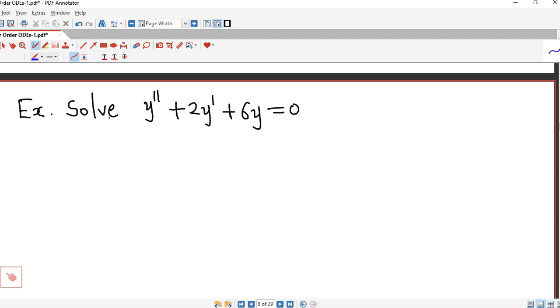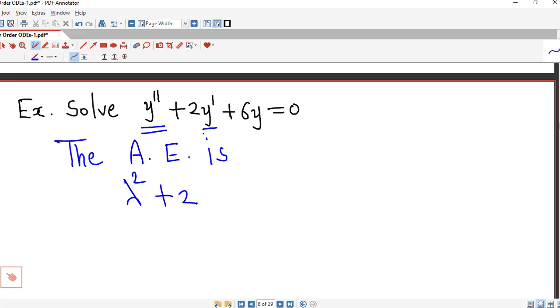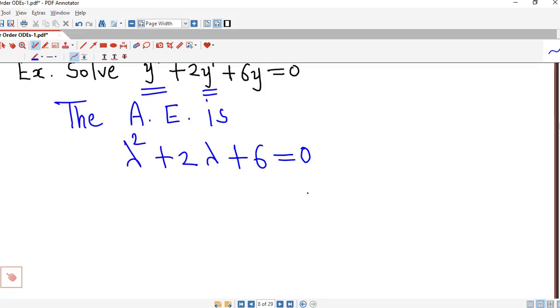Suppose we want to solve this equation. So the method is the same. First we write down the auxiliary equation, which is lambda square plus 2 times lambda plus 6 equal to 0, where y double dash is replaced by lambda square and y dash is replaced by lambda.